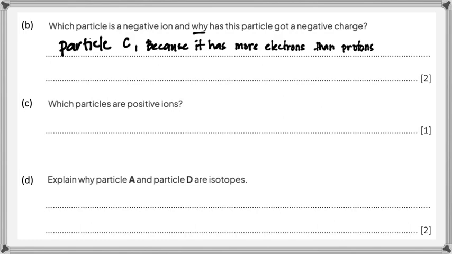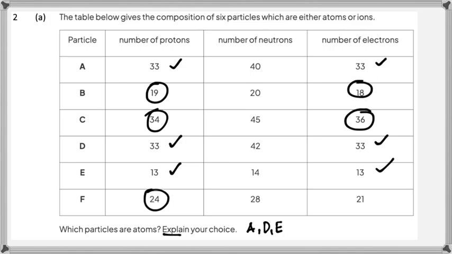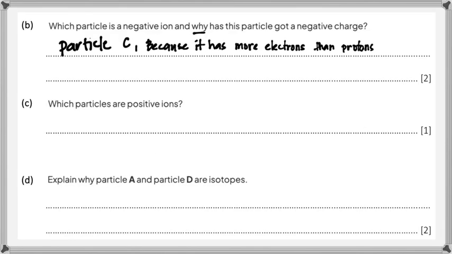So positive ions have more protons than electrons. And in here, we see that particle B has 19 protons and 18 electrons, and particle F has 14 protons and 21 electrons. So for letter C, the particles which are positive ions will be particles B and F.